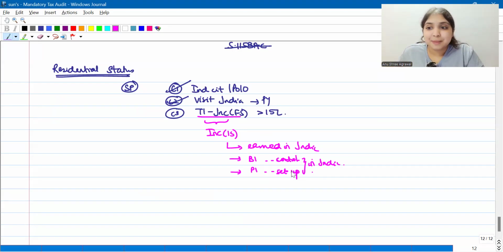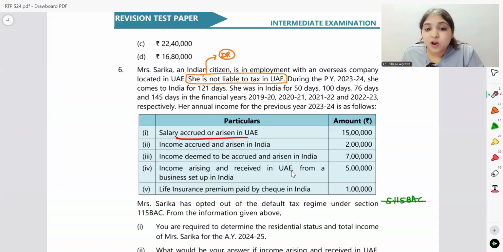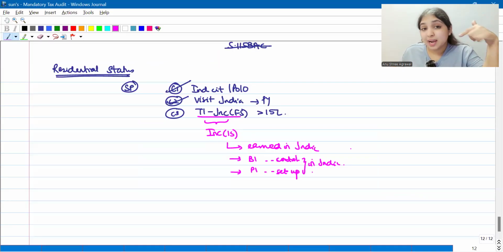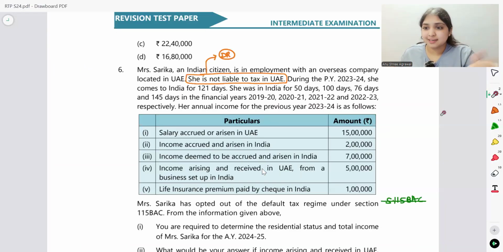See, let's see one by one. Salary accrued or arisen in UAE. So this is accruing outside India. It is not earned in India. It is not business income. It is not professional income. It is salary income. So this I will not consider, guys, for this 15 lakh calculation.